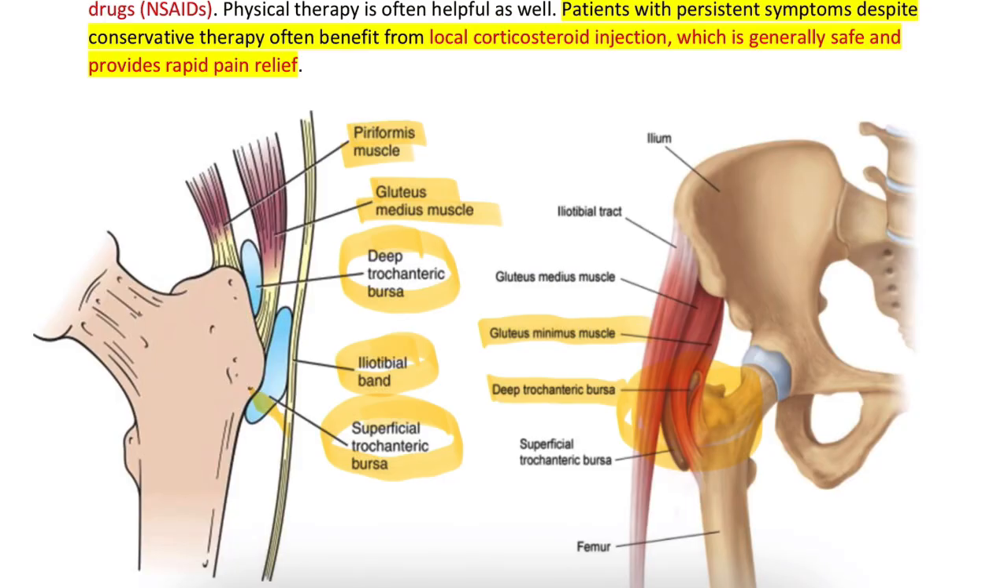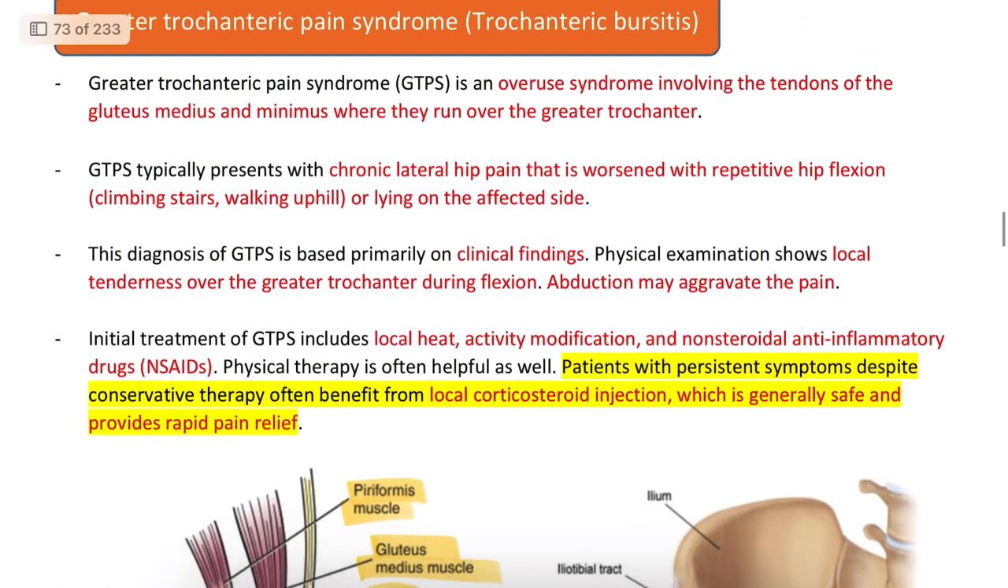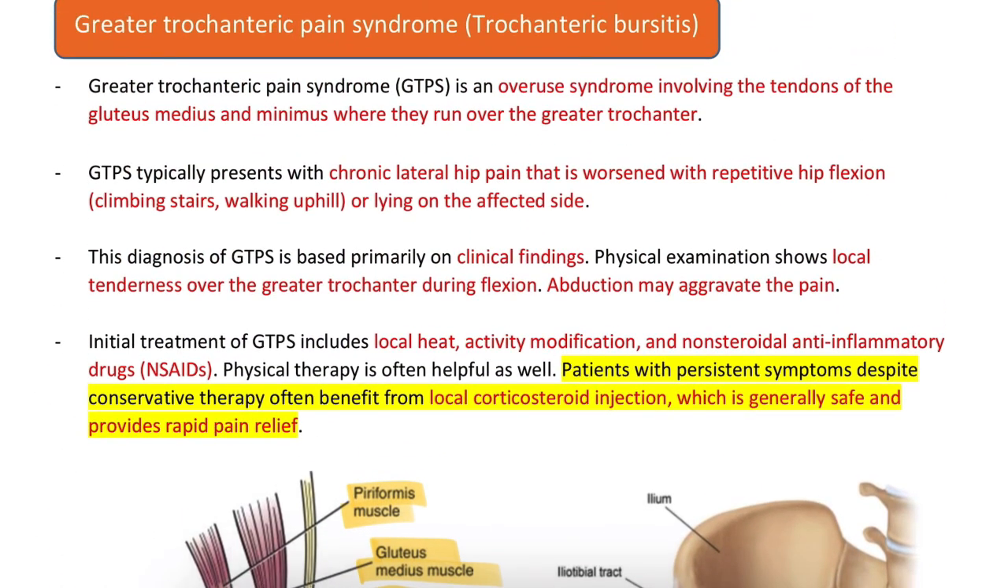So what are the clinical features you can see in this patient? First, chronic lateral hip pain, with climbing stairs or lying on the affected side. You can see tenderness over the greater trochanter, and pain may worsen with abduction. When the patient does the abduction movement of the hip, the pain will aggravate. And we can see local tenderness on physical examination.